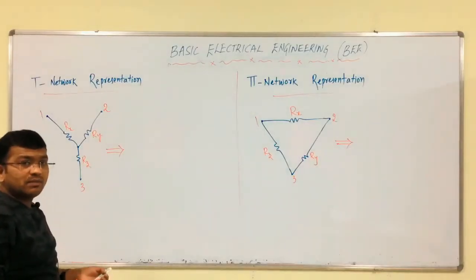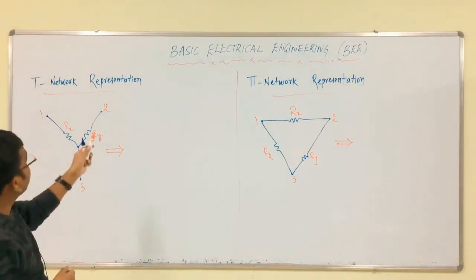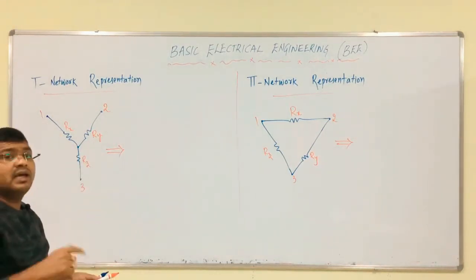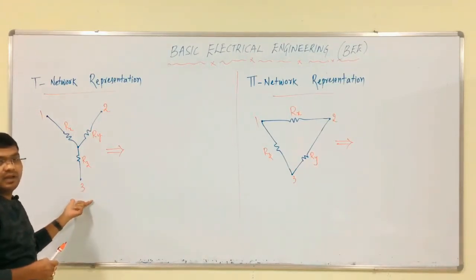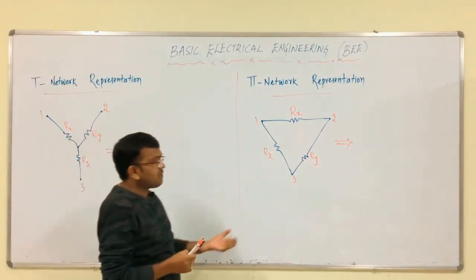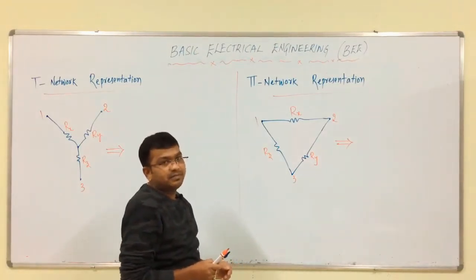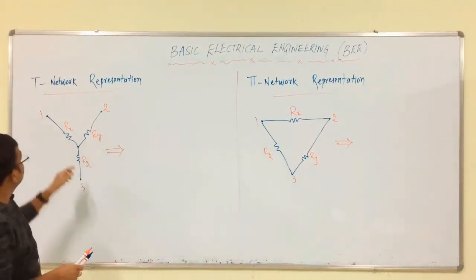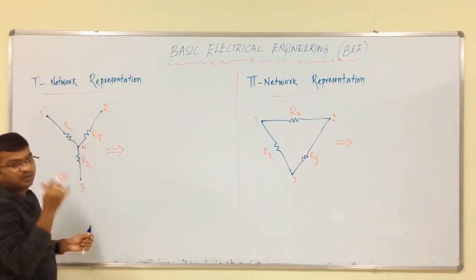Now we have to observe some important configurations: T network representation and pi network representation. If the given network is star, how can we convert this star to T? And if the given network is delta, how can we convert it to a pi network? This is the neutral point.